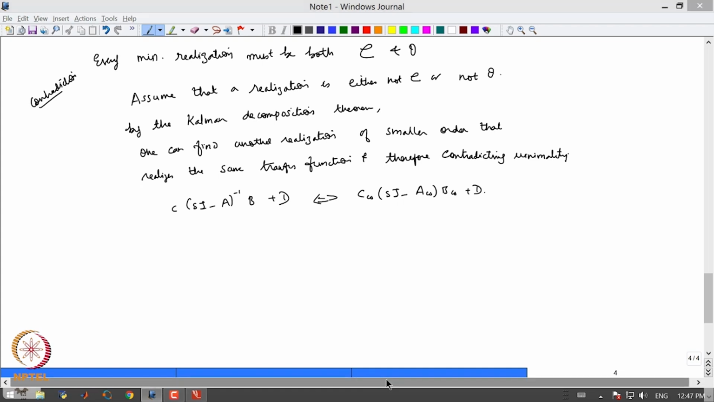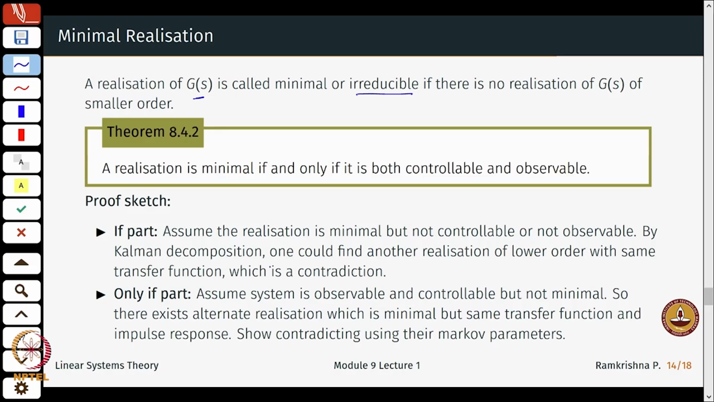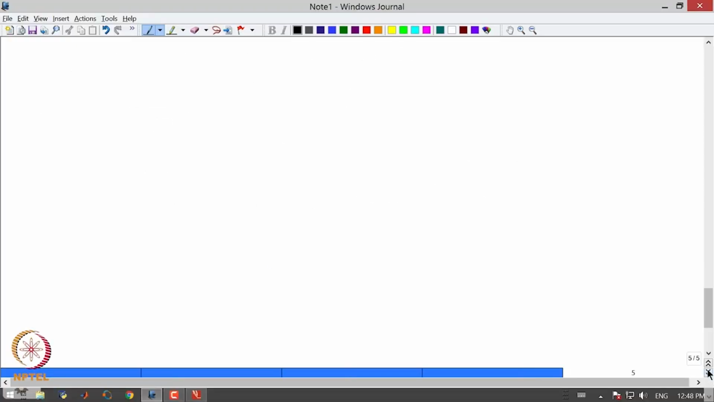Okay, so now the second step, the only if part. We do the reverse thing. That's the reverse proof. Assume that the system is both controllable and observable, but the realization is not minimal.